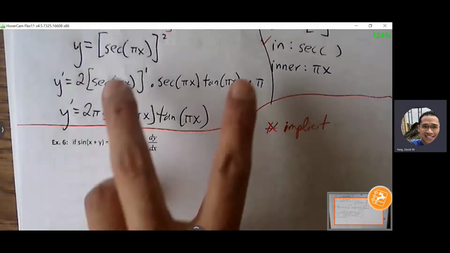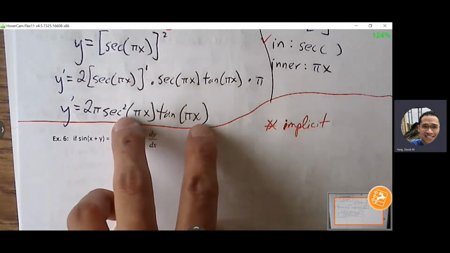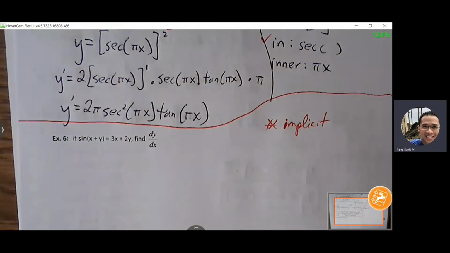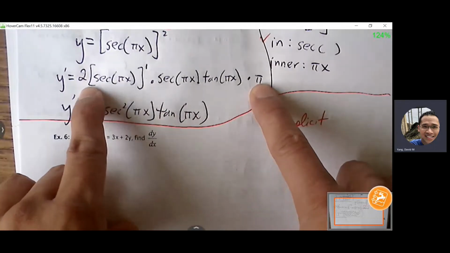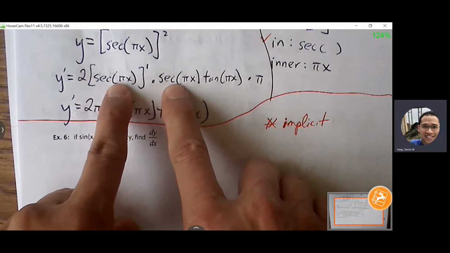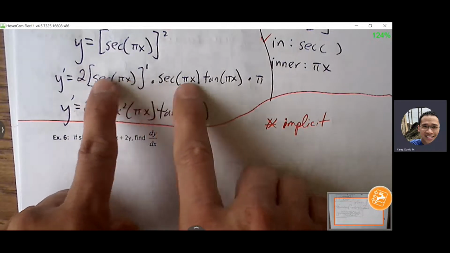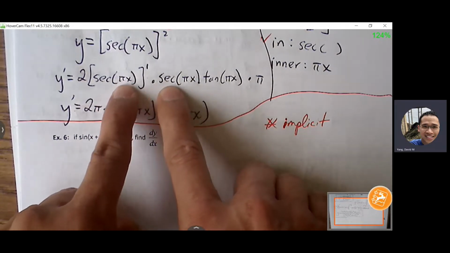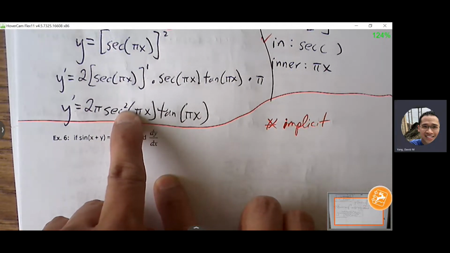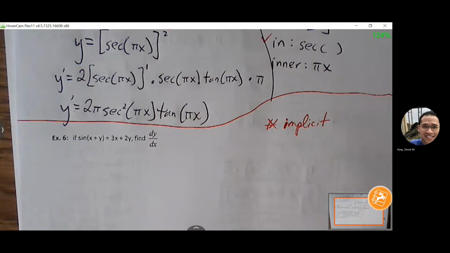Yeah, sure. Okay. So everything is being multiplied, so I can just rearrange everything in whatever order I want. So I just put the 2 and the pi in front. And the secant pi x, secant pi x, these are like terms. If I just multiply them together, I can make this secant pi x squared, which the shorthand way of writing it is secant squared pi x. Okay.